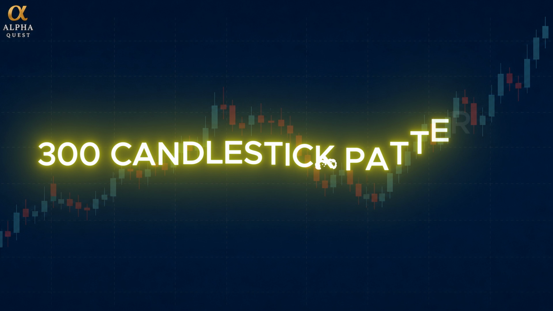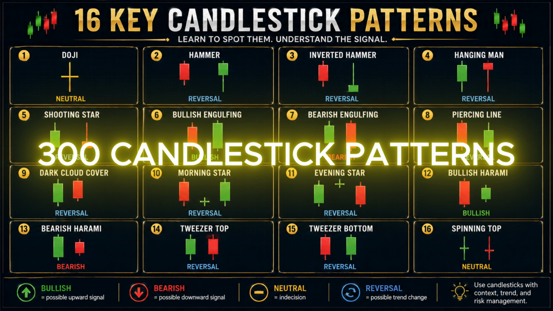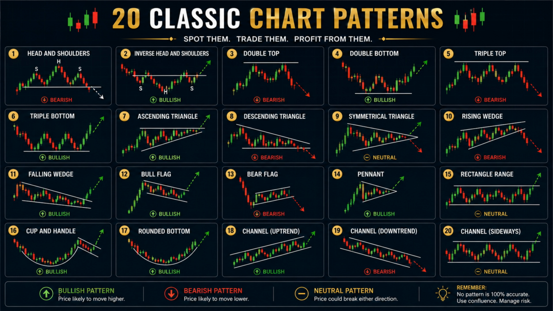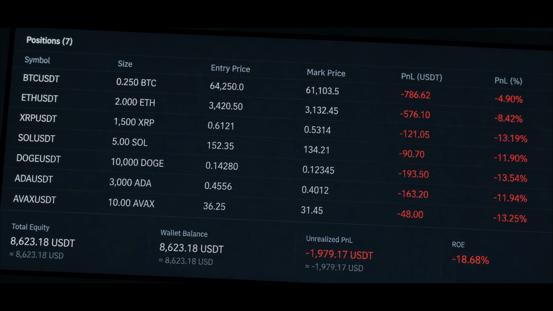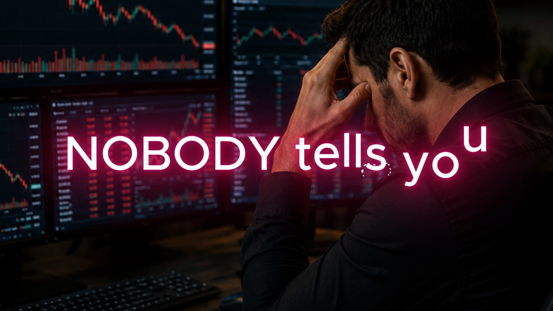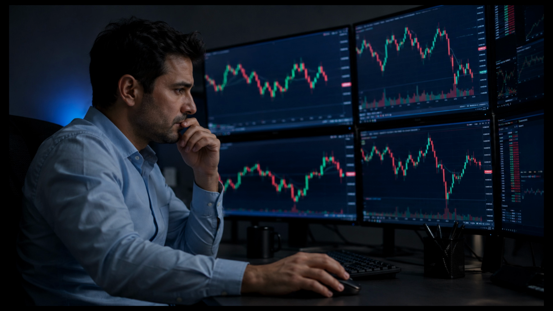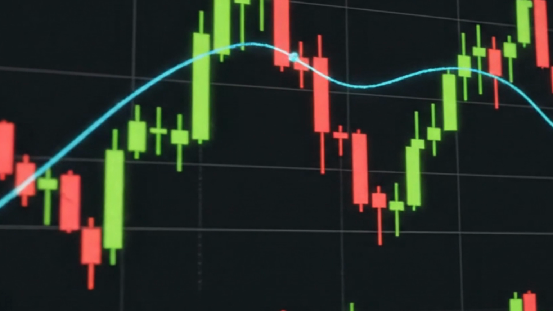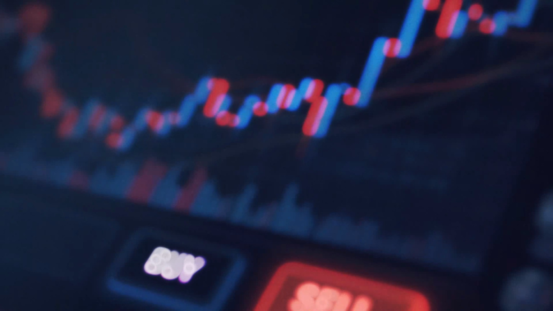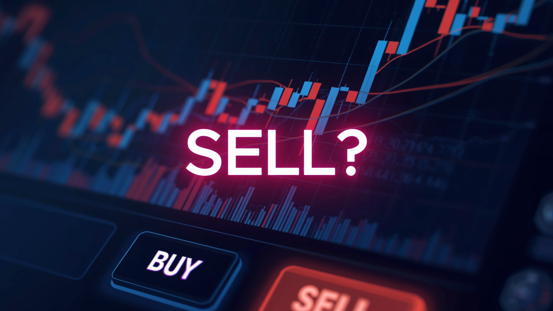There are over 300 candlestick patterns. Traders spend months trying to memorize them, but most of them are still losing money. Here's the truth nobody tells you. 99% of those patterns are just noise, and most people freeze up when the chart is moving. Because the real question is, should you buy, sell, or wait?